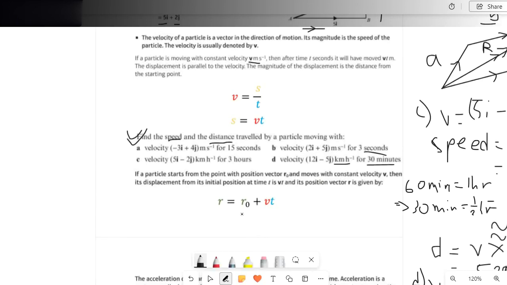And finally, one of our very important formulas, if a particle starts from the point with position vector r0 and moves with constant velocity v, then its displacement from its initial position at time t is vt, as discussed here, and its position vector r is given by r is equal to r0 plus vt.